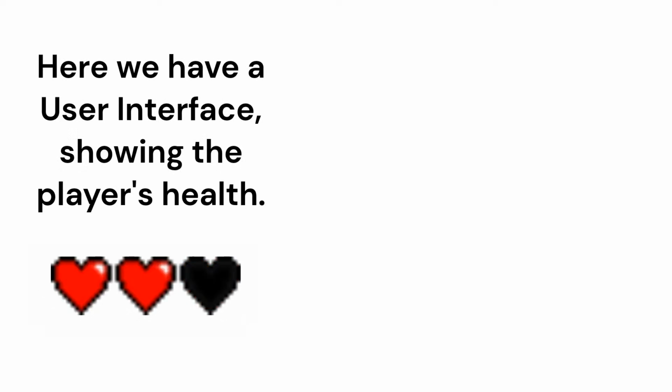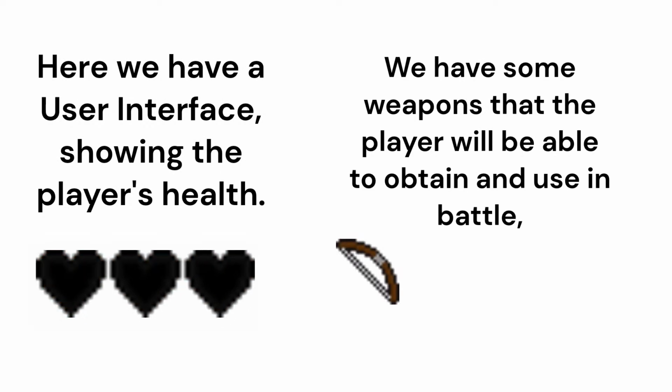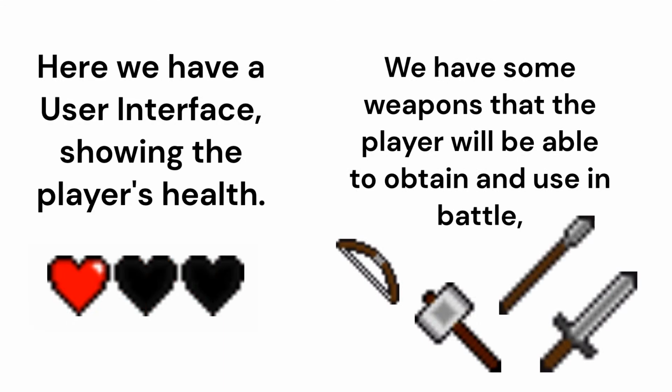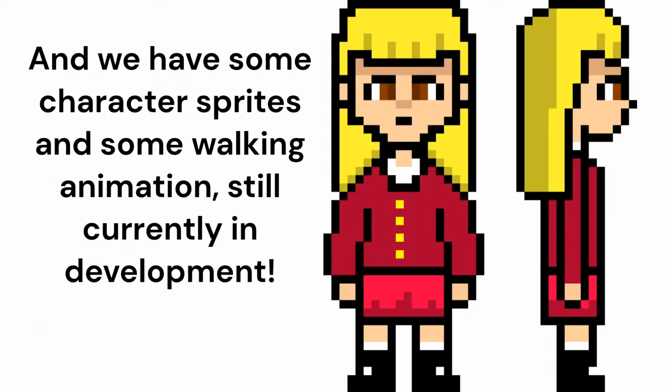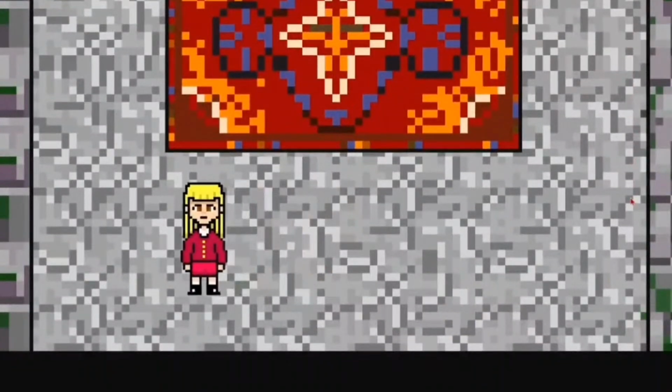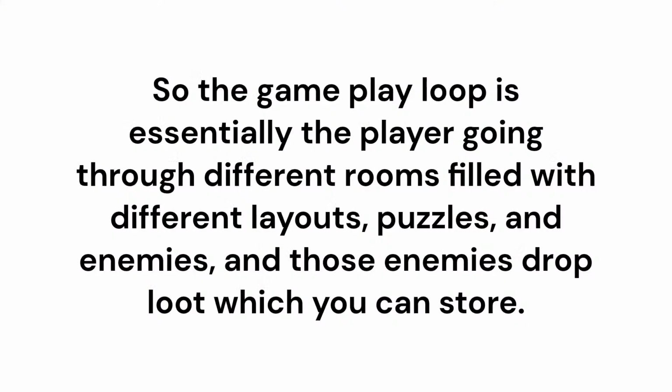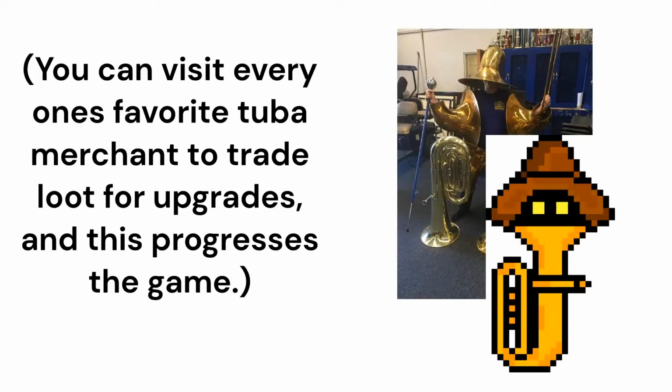Here we have a user interface, showing the player's health. We have some weapons that the player will be able to obtain and use in battle. And we have some character sprites and some walking animation, still currently in development. So the gameplay loop is essentially the player going through different rooms filled with different layouts, puzzles, and enemies. And those enemies drop loot which you can store. You can visit everyone's favorite tuber merchant to trade loot for upgrades, and this progresses the game.